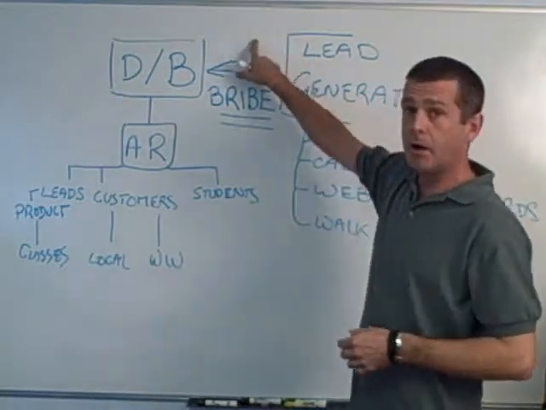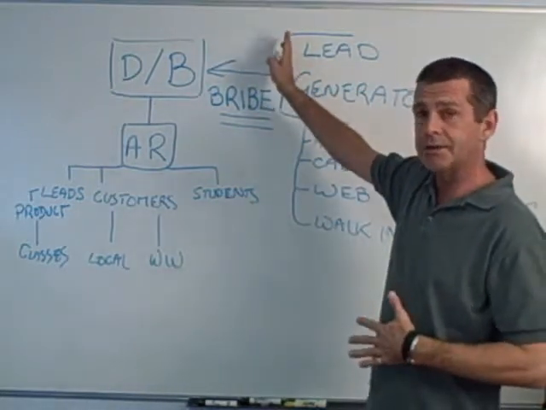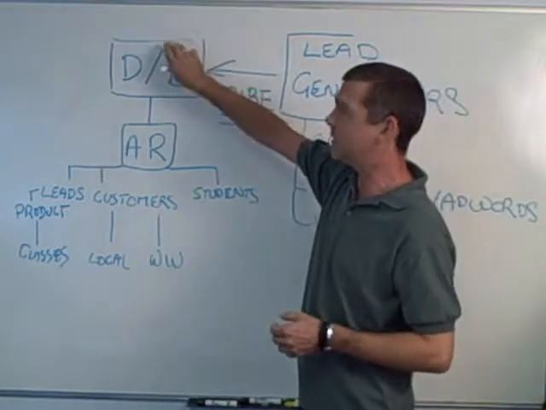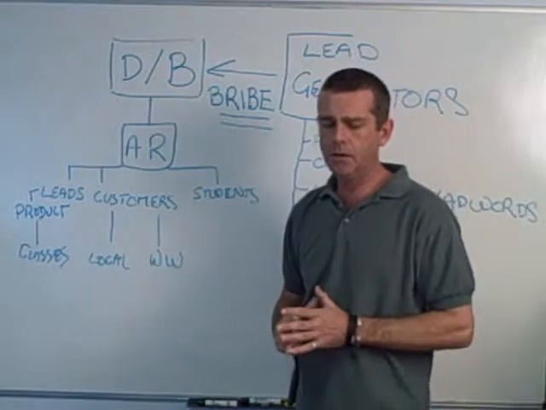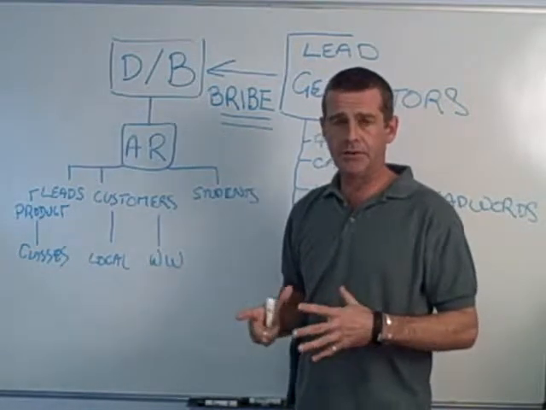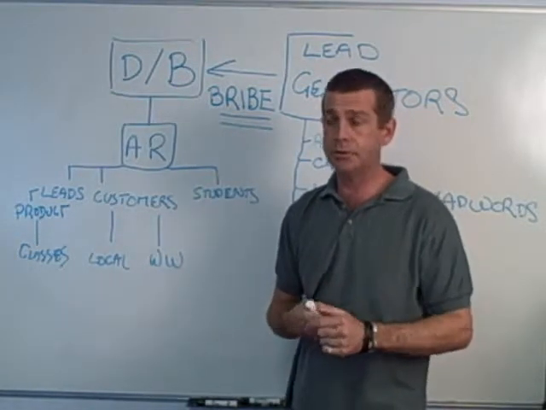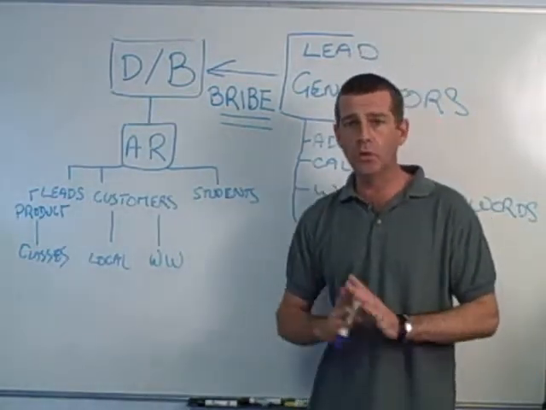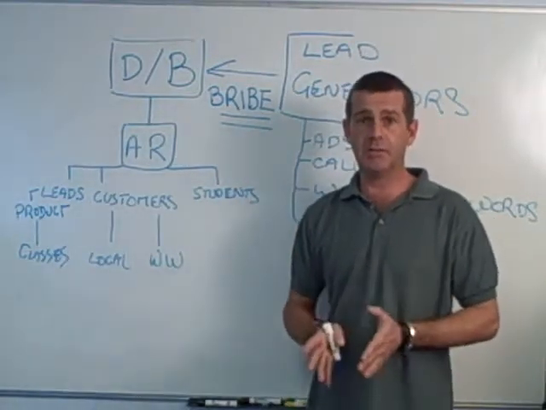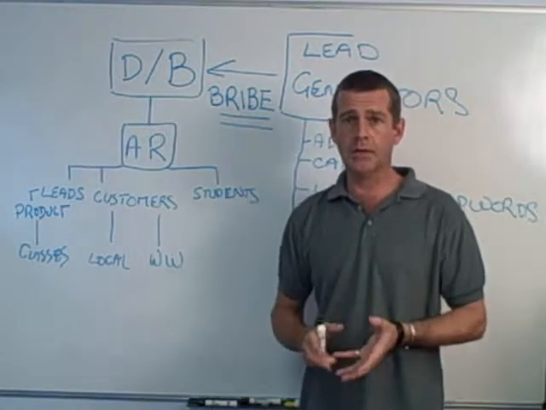Once we've given them a bribe and they've given us the first name and email address, we can drop them into our database. And the database is merely a format that allows you to capture the first name and the email address. You can do it on an Excel spreadsheet initially. You can write it out longhand. Don't care what you do, just get that information and start to hoard it now.